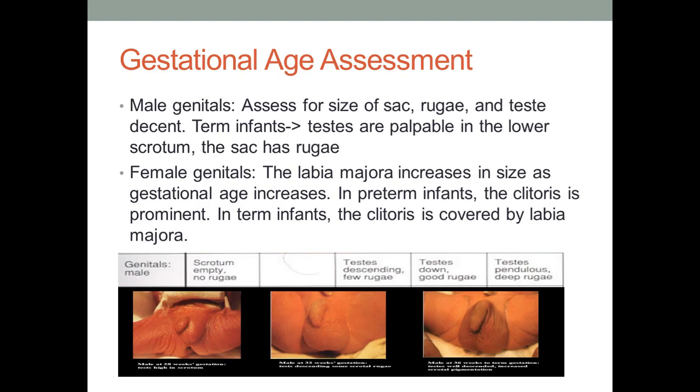The female genitalia, basically the labia majora actually increases in size as their gestational age increases. In a preterm baby, the most dominant part of the female genitals is the clitoris. But in term babies, that's going to be covered by the labia majora. I don't think I have a picture of that. No, I don't. But look it up, and you can really tell the difference of a preterm baby versus a term or a post-term baby.